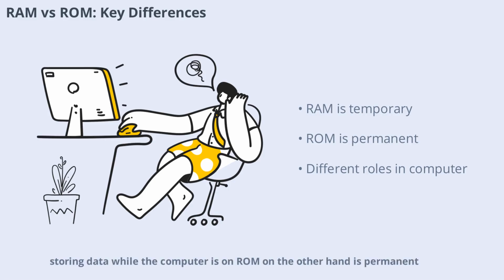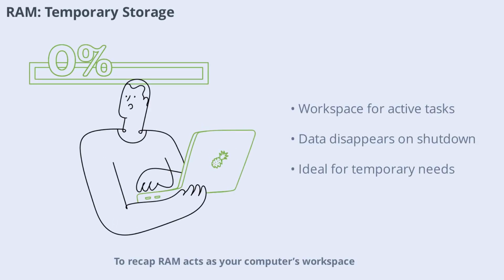ROM, on the other hand, is permanent non-volatile memory that stores essential instructions for starting the computer. These differences make each type of memory uniquely important for your computer's operation. To recap, RAM acts as your computer's workspace. It temporarily holds the data and instructions needed for active tasks. When you close a program or shut down your computer, the information in RAM disappears. This makes RAM ideal for tasks that only need to be remembered while you're working on them.